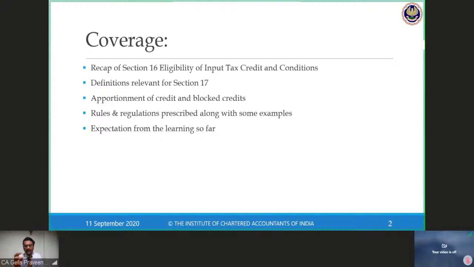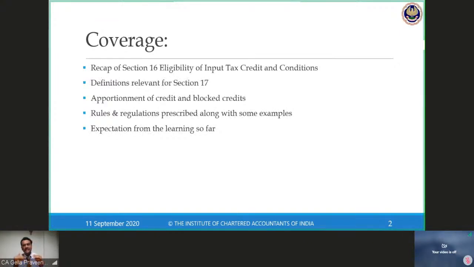In section 16, subsection 1, we understood in which scenarios I can take my input tax credit. To start with, we understood the definition called business. There are a couple of areas covered under this definition of business, which was the beginning point under section 16. It says any inward supply of goods or services which are used or intended to be used in the course or furtherance of business, I can take my input tax credit. So section 16 is a broader opening where it says anything you have procured and used in the course or furtherance of business, you can take the input tax credit. That is what the opening of section 16 says.